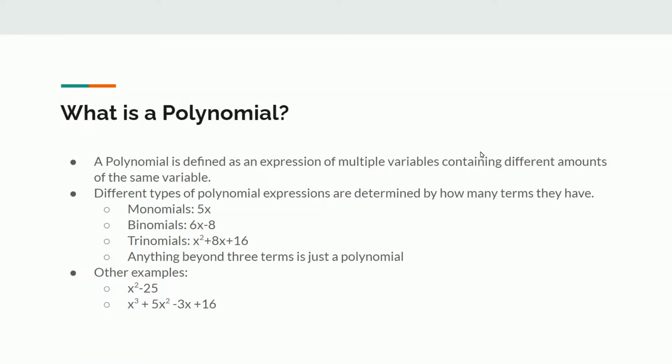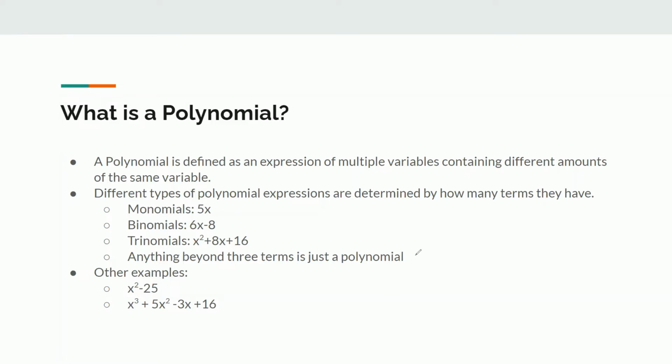A couple of different types of polynomial expressions are displayed here below. There are single term monomials, so our 5x, or it could be 4x, 3y. We have our binomials, so it's two terms, right? So we have 6x minus 8. We could have 2b plus 4. And then we also have trinomials, which is our three terms, an example would be x squared plus 8x plus 16. And then anything beyond would be just a generic polynomial.